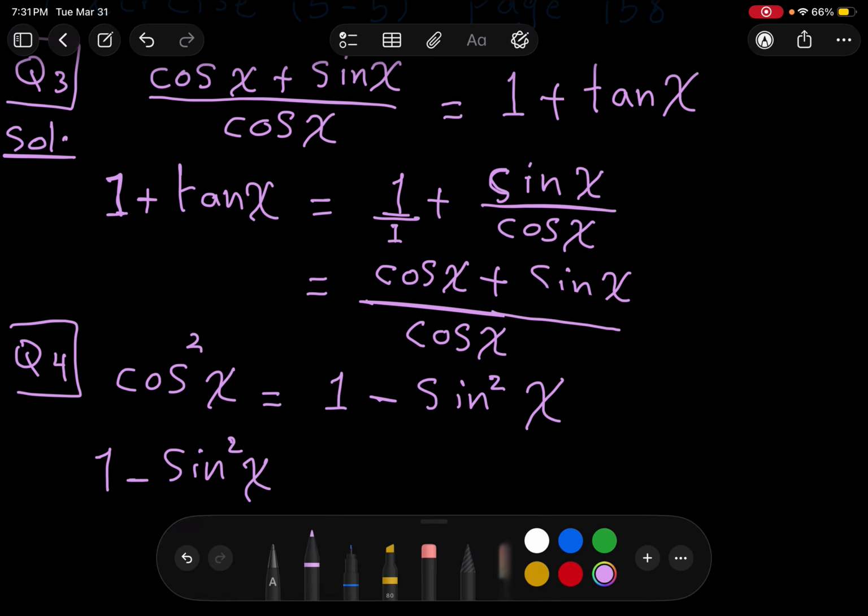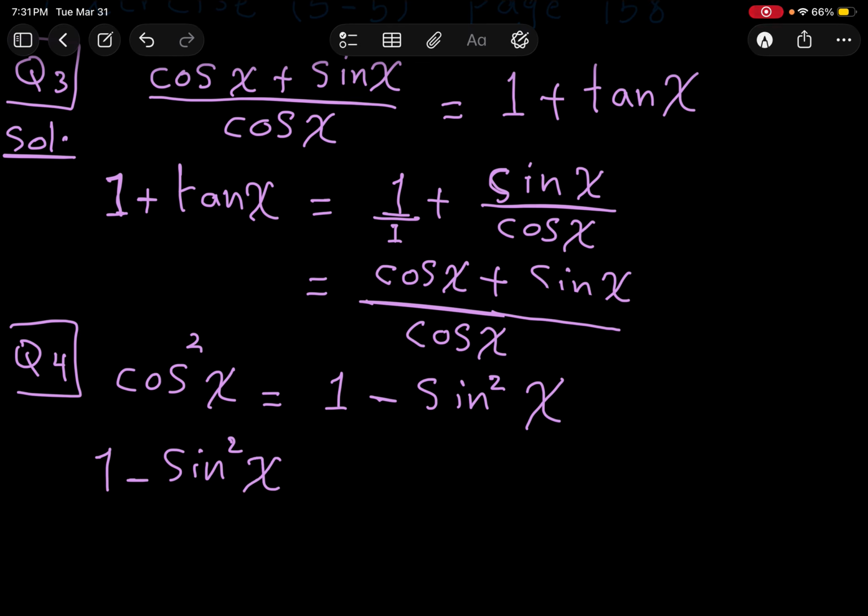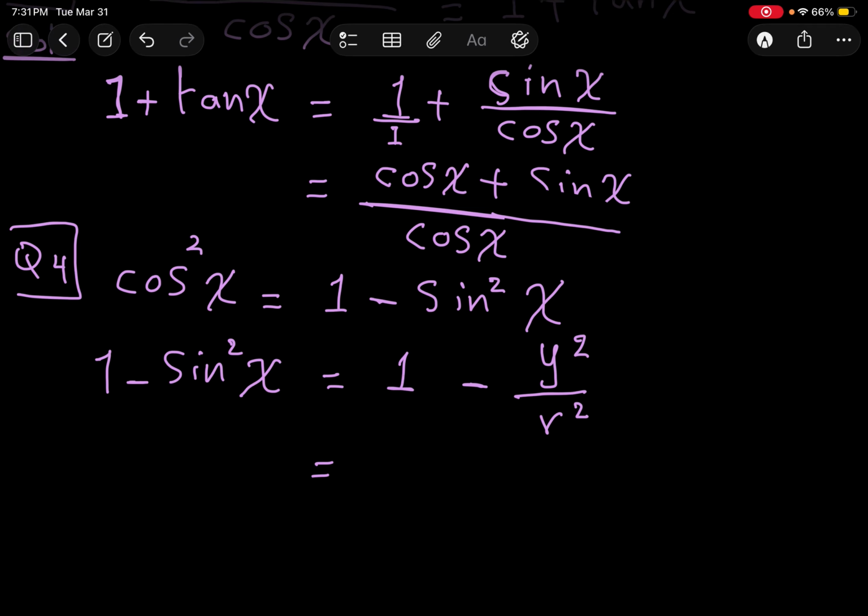I'm gonna write it again: equals 1 minus sine square x. We have sine square x is y square over r square. Then we should equate denominators, with r square as a common factor. So r square minus y square.